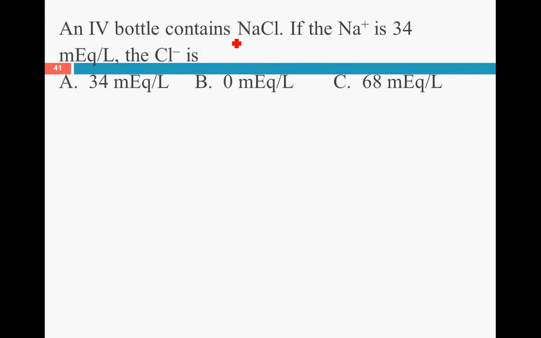And then finally, for our third one, we have an IV bottle. So this is something that's actually directly pertaining to your future profession of NaCl. If the Na plus is 34 milliequivalents per liter, remember the positives have to equal the negatives. They have to have the same equivalency. So that means if there's 34 sodiums, that means there has to be 34 chlorines. And that's the end of section 2.